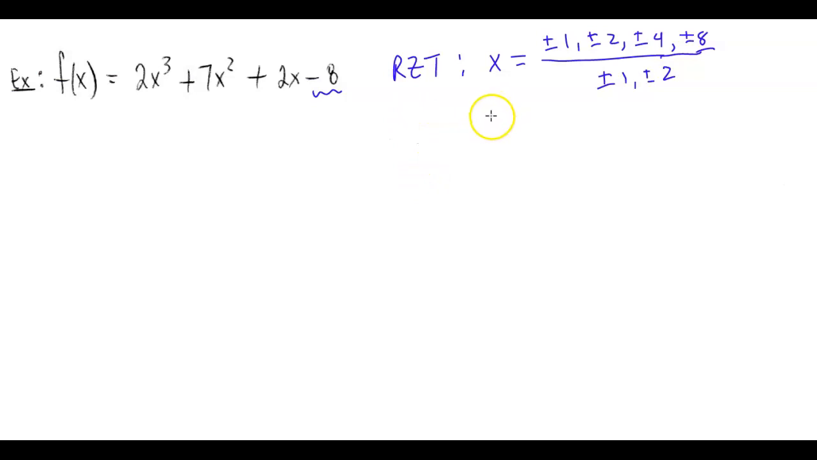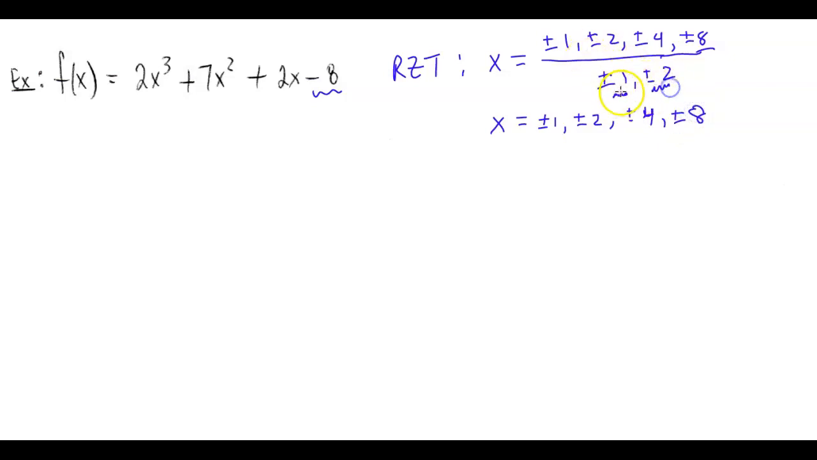And so now to get the total list, I'm going to start by just using 1 and divide all of my numbers in the numerator by the denominator 1. So that's just going to give me plus or minus 1, plus or minus 2, plus or minus 4, and plus or minus 8.